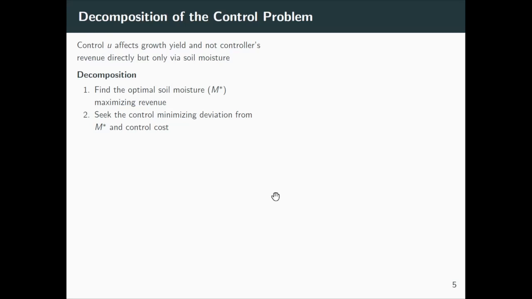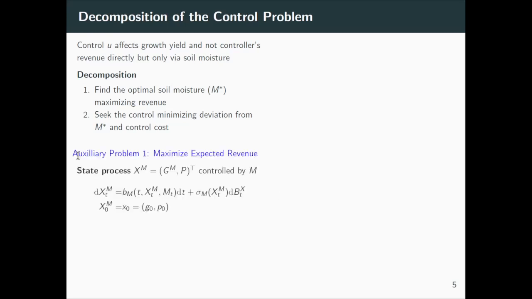Alternatively, we can observe that the control U does not affect the revenue directly, but only through soil moisture. Based on this idea, we decompose the optimization problem into two. First, by finding the optimal soil moisture that maximizes revenue, and later finding the control that minimizes the deviation of the optimal soil moisture and the control cost.